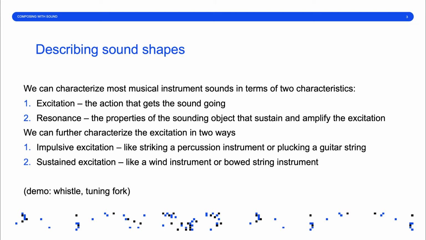So in terms of excitation, we can divide the mode of excitation into two categories. The first is impulsive excitation, like striking a percussion instrument or plucking a guitar string, and sustained excitation, like the blowing associated with a wind instrument or the bowing associated with a string instrument.